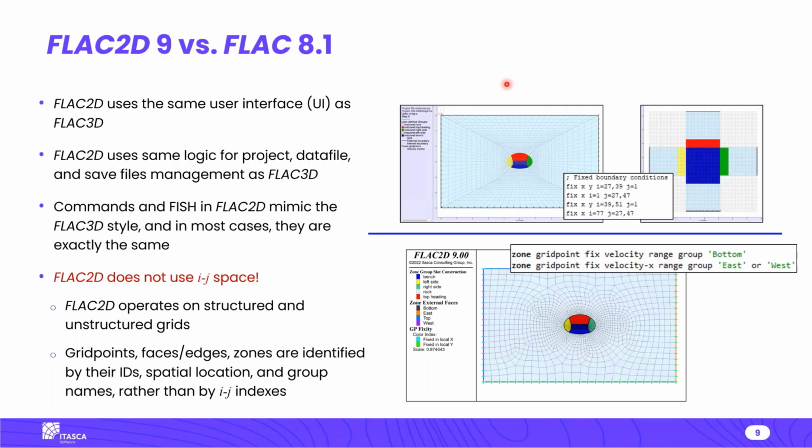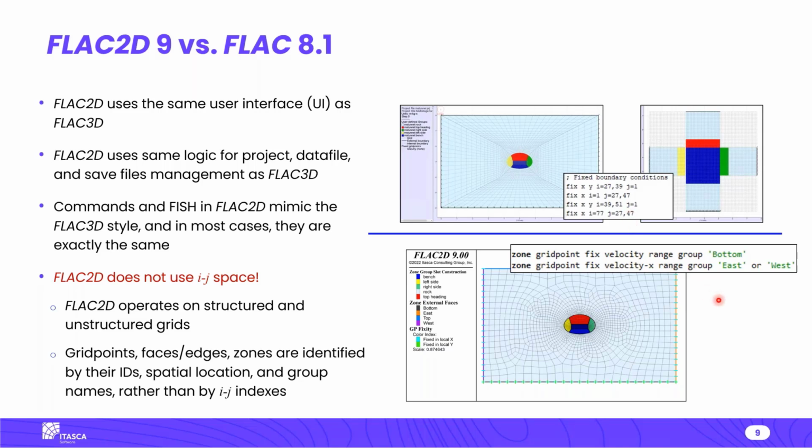One other very important feature of FLAC2D is that it does not use IJ space. Users of FLAC 8.1 are very familiar with what IJ space is. Any geometry in FLAC 8.1 or earlier versions is represented in a structured grid in so-called IJ space, shown here. And all the operations with the geometry, with the model, have to be done using IJ indexes, or most of the operations at least. In FLAC2D, this is not the case.